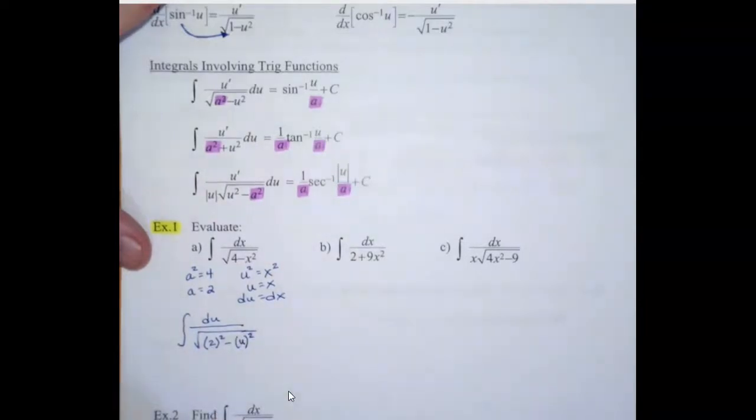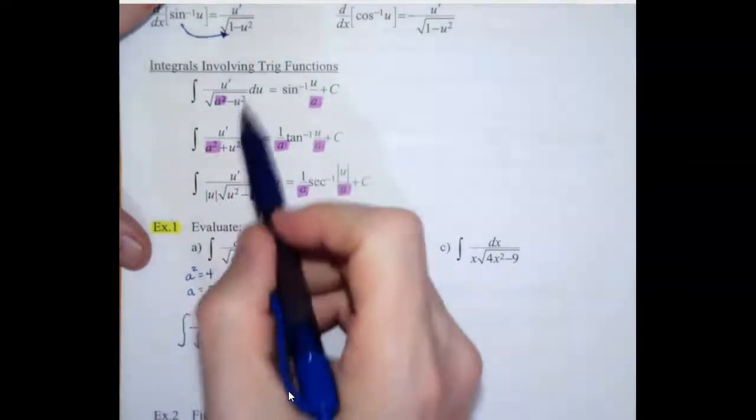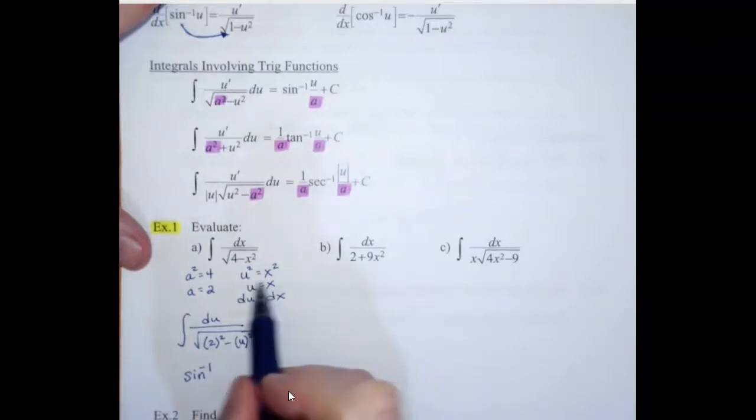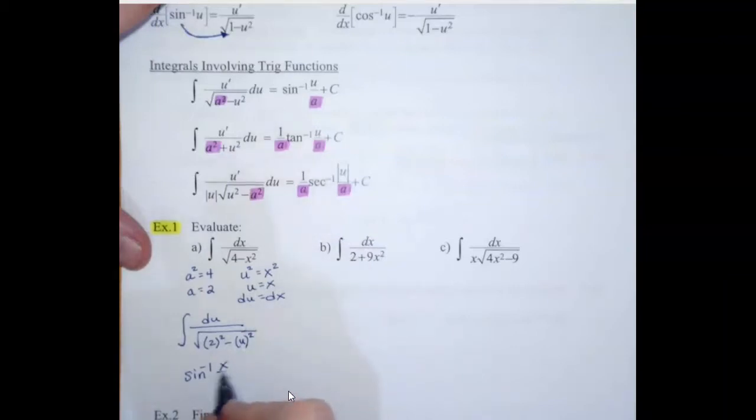And now that we have that, we can go back and use the formula. So the formula, when we have this situation, is the arcsine, or the inverse sine, of this, which is going to be x over a, which is 2, and then plus c, and that's it.